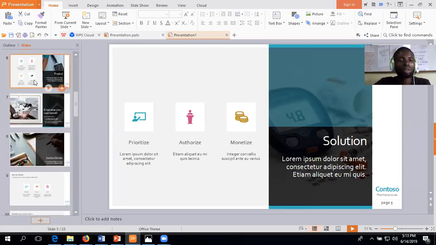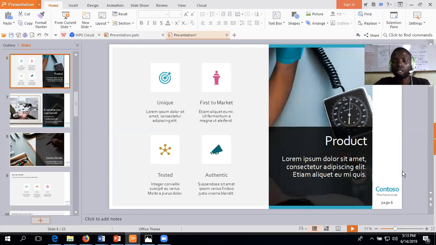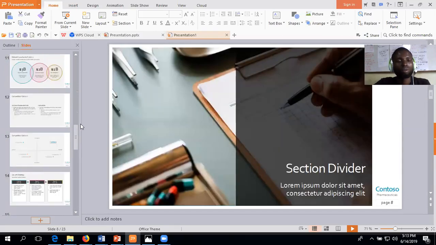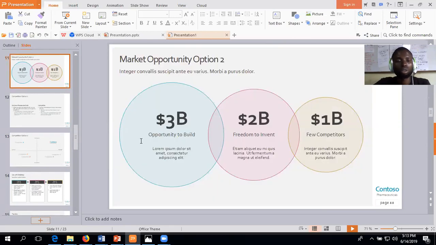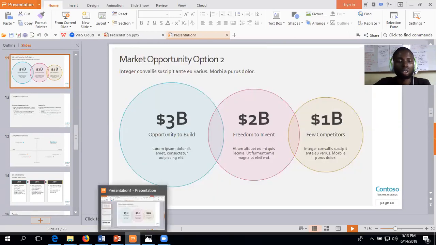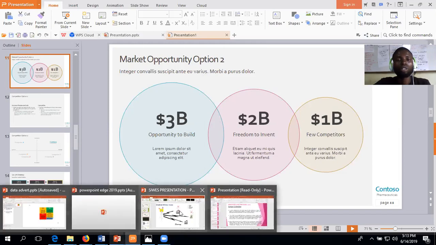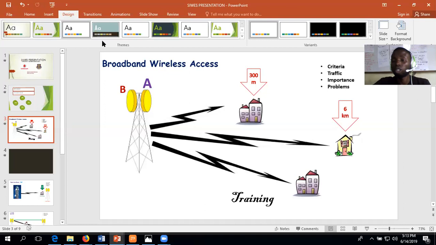How? See this one now? So all this, I'm going to train you on them very, very well. So apart from that as well, I've talked about transitions and animation. These things add to the ginger of your presentation. Wow, see how that thing is flying. So you're going to touch that and so many more.